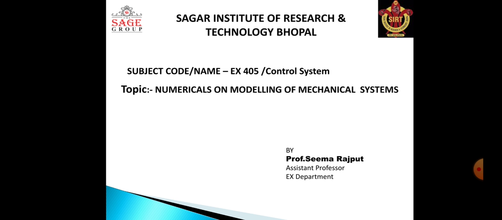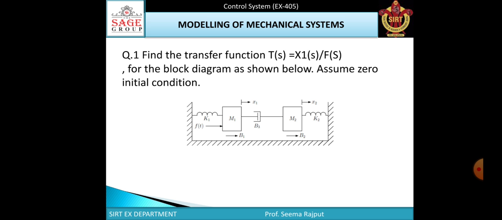I will teach you the subject Control System AX405, and today's topic is numericals on modeling of mechanical systems. As I told you earlier, we discussed the modeling of mechanical systems. Now we have to discuss the numerical on that. The question is: find the transfer function T(s) equal to X1(s) by F(s) for the block diagram as shown below.